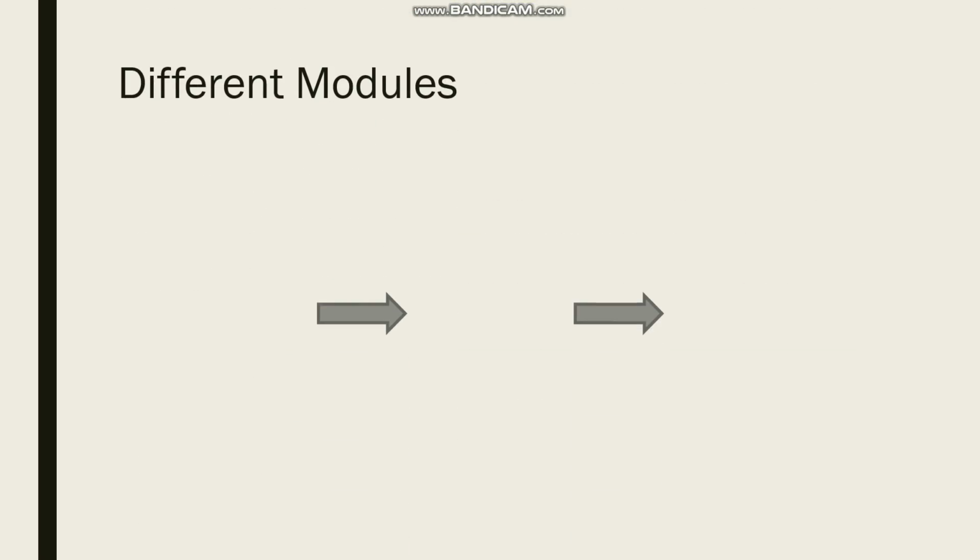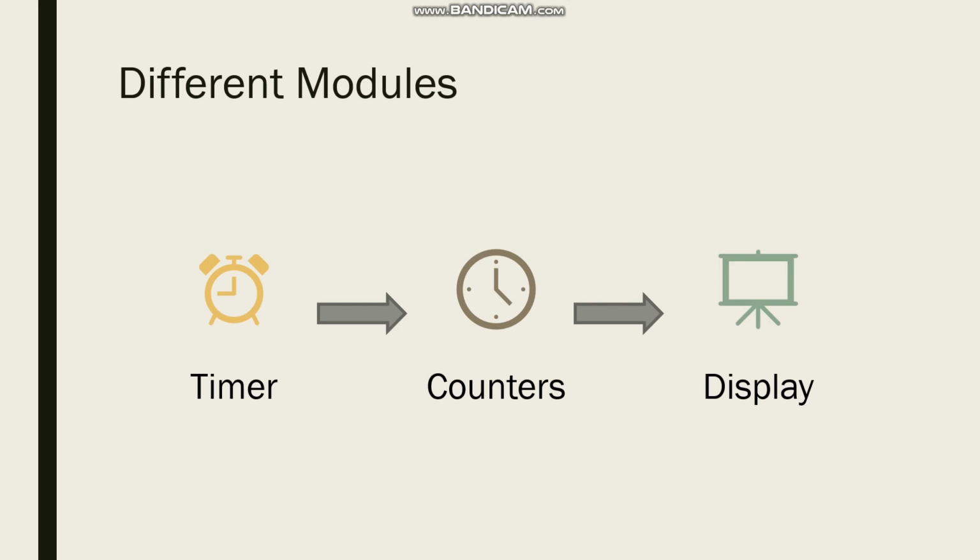So there were different modules in this project. The timer generates the clock pulse, which is passed on to the counters, which then generate numbers according to the sequence they possess, and then the display happens, that is the representation of its binary and decimal parts.